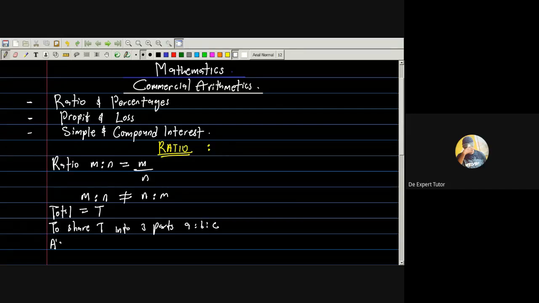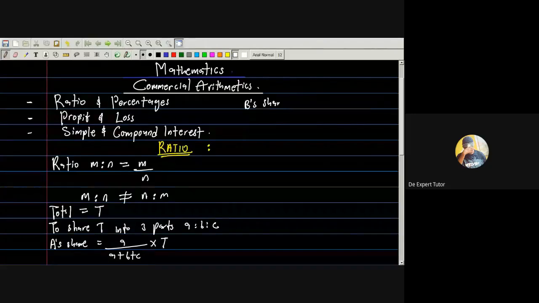A's share, or the first part, will be what? Now, pay attention. This is how we do it. Follow the principle. I have a total T to share between the 3 people. To know the first person's share, take the first ratio, A, divide it by the total ratio, which is A plus B plus C, then multiply by the total sum of money that you want to share between them. That's times T. This is what the first person will take. Similarly, for the second person's share, take the ratio of B, the second person, and divide it by the total ratio.